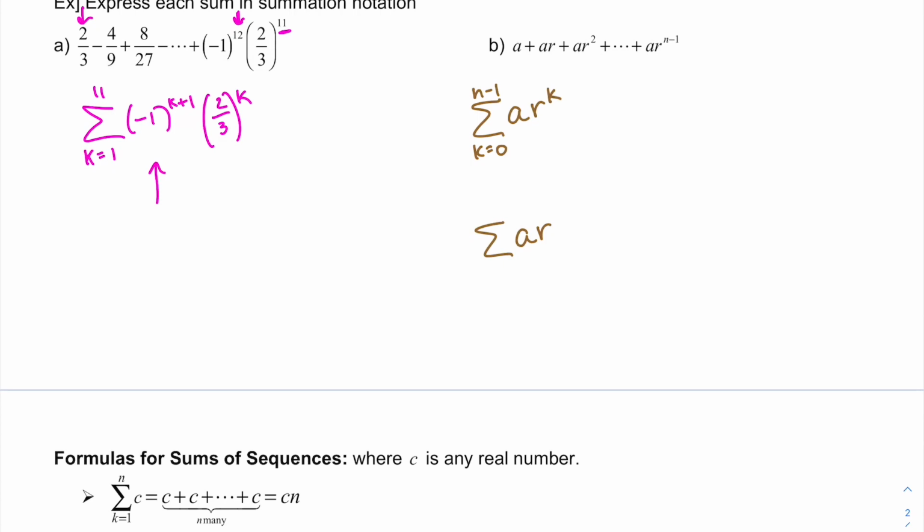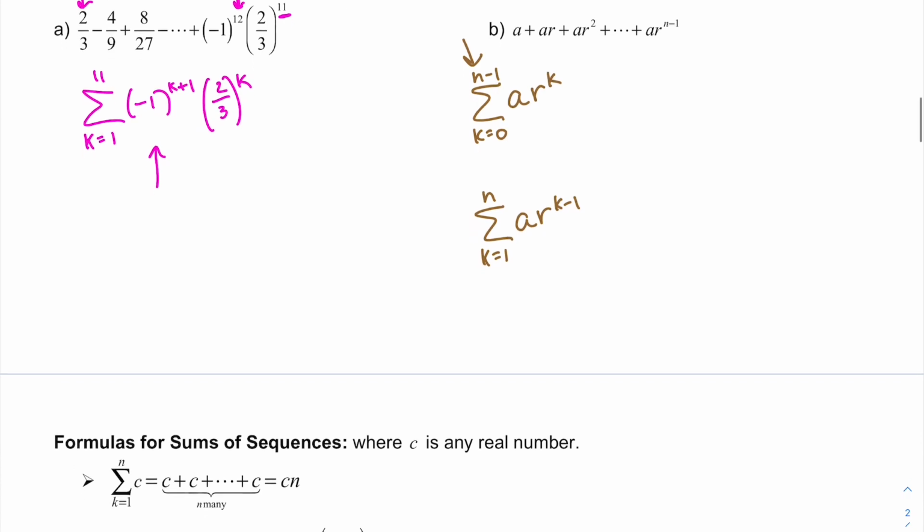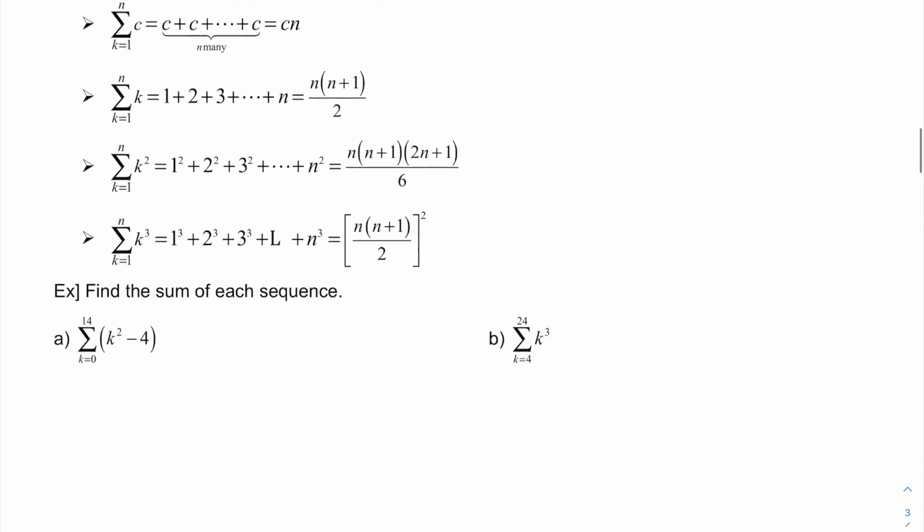And then the very last term is a times r to the n minus 1. So the top here of your summation doesn't necessarily have to be n. Sometimes you'll see it as n minus 1 or n plus 1 or something else. The second way to do it would be to start with the first term and go to the nth term, but then your exponent would have to be k minus 1. So these two ways of expressing it are equivalent. They're both correct, and I don't have a problem with either of them if you gave one or the other.